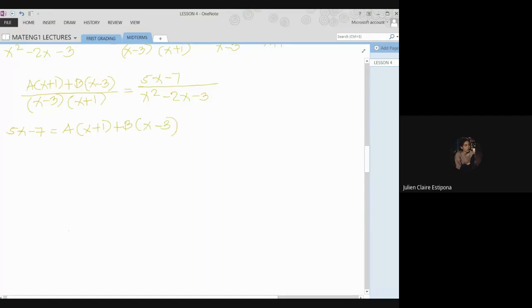So for this one, what are we going to substitute for x? Class, what is that? To be able to cancel one of the constants, which is A and B. 3, yes, that's correct. Okay, so let x is equal to 3. We substitute the value of 3 to the numerators, which is 5 multiplied by 3 minus 7 is equal to A multiplied by 3 plus 1 plus B multiplied by 3 minus 3.